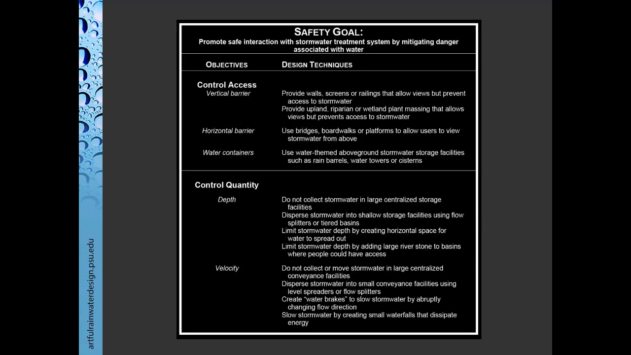Under safety, we found there are basically two ways of going about it. One, you can control access, the exact opposite of what we were just doing with recreation. And you control the quantity of the water, which is basically the depth and the velocity.